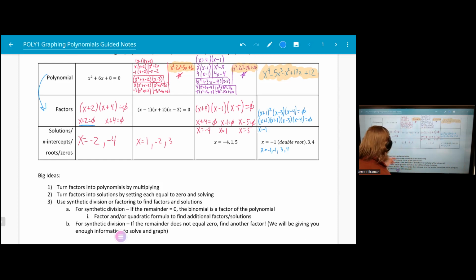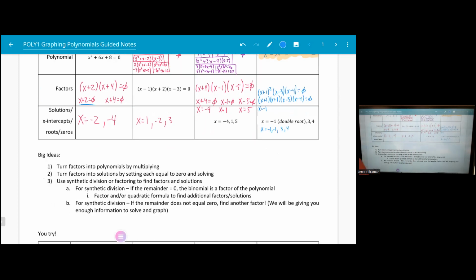All right, that's how we do that one. If it's synthetic division, remember, if the remainder is 0, it's a factor. That binomial is a factor. You have to either factor a quadratic formula to find additional solutions. For synthetic division, remember, if you do the synthetic division and that remainder is not 0, it's not actually a factor. So keep that in mind as you go through to check your work.